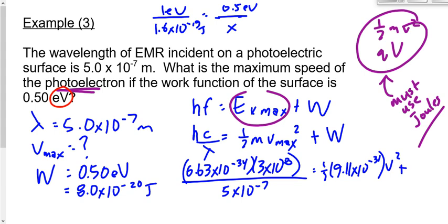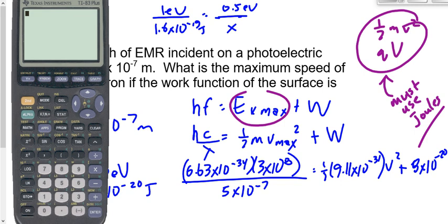And the work function now is 8 times 10 to the minus 20, not 0.5. Let's get the left-hand side. 6.63 times 10 to the minus 34 times 3 times 10 to the 8. Divide that by 5 times 10 to the minus 7. There's the left side. Let's subtract from that 8 times 10 to the minus 20. Let's divide that by 0.5 times 9.11 times 10 to the minus 31, because that's attached to the v squared. And then let's square root that to get v by itself.